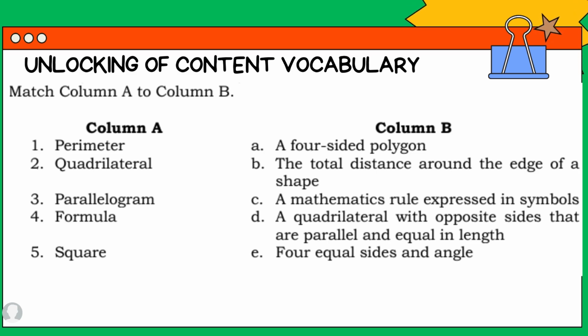In column B, we have letter A, a four-sided polygon; B, the total distance around the edge of a shape; C, a mathematics rule expressed in symbols; D, a quadrilateral with opposite sides that are parallel and equal in length; and letter E, four equal sides and angles.